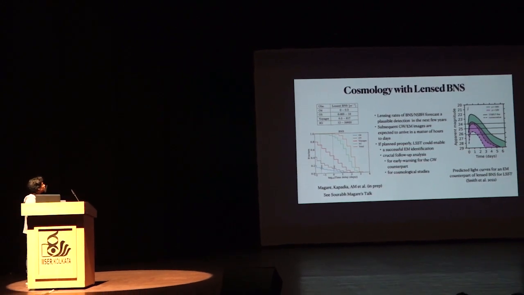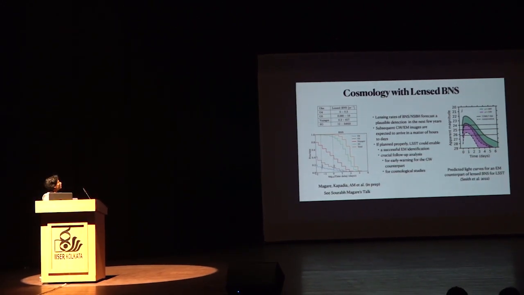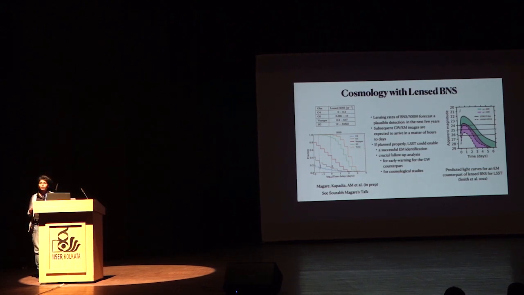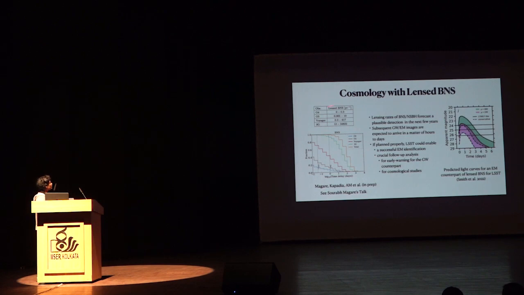So again, to motivate, suppose we are considering systems like lensed binary neutron stars, where we do expect to see some EM counterpart. What does the landscape look like for this? The lensed BNS rates right now are very small, but in the next few years with the design sensitivity of LIGO and then with the future generation detectors, we expect a handful to order 10 lensed BNS events.